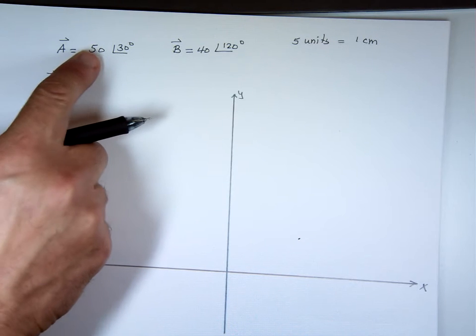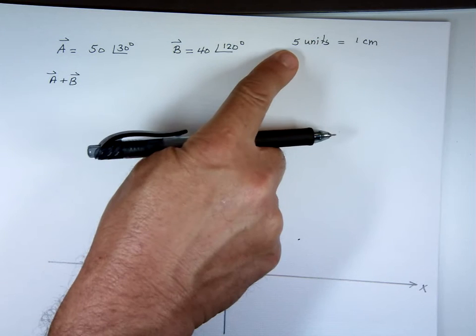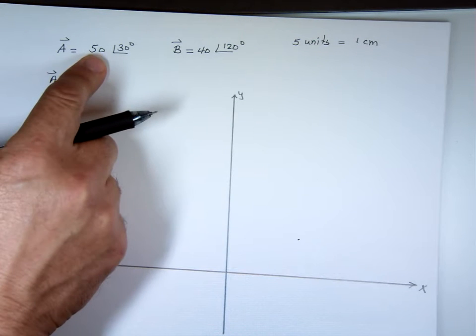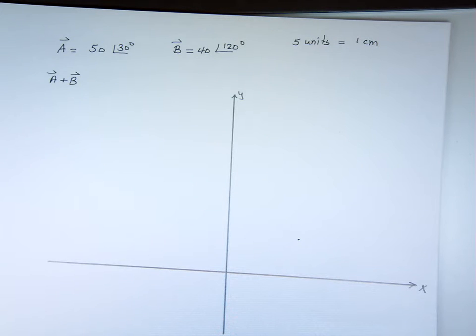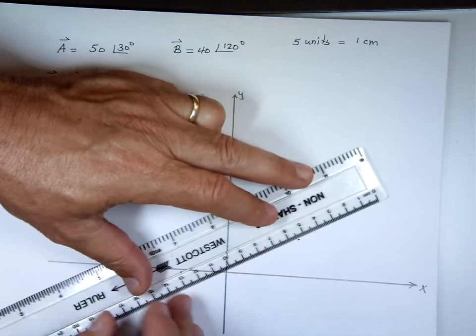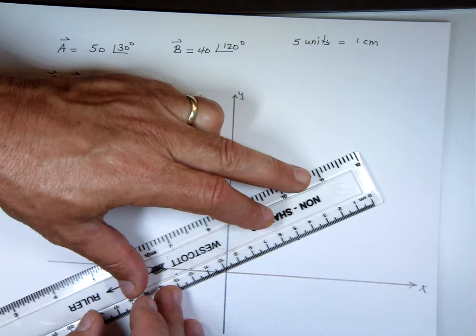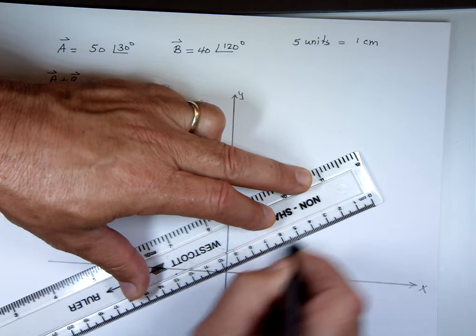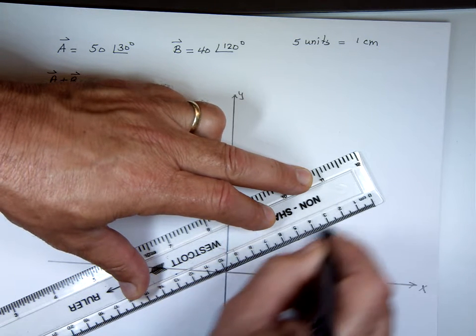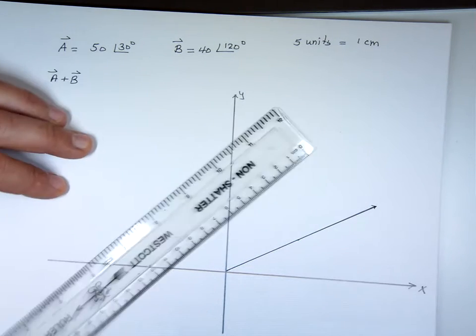Since the length of this vector is 50, my scale is what? For every 5 units, I'm going to use 1. So what's 50 divided by 5? 10 centimeters long. So I'm using centimeters, 10 centimeters. That's vector A. And if you're careful enough, that's your vector A.